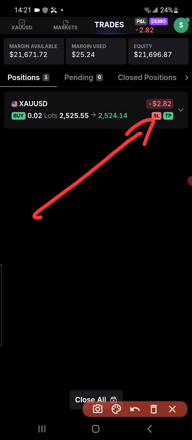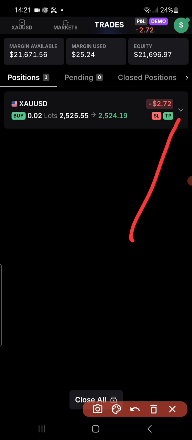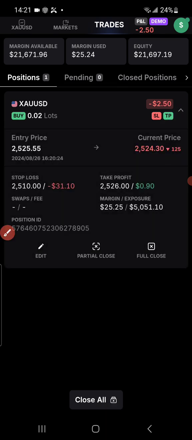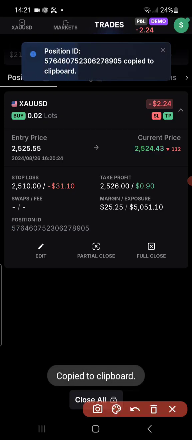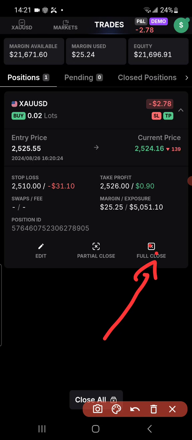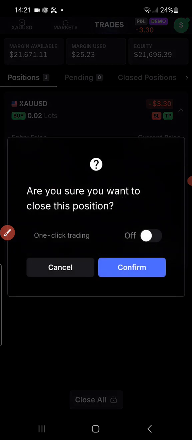Now, if it's already in profit, you could decide for yourself that you want to close the trade. How do you do that? You simply click on that arrow, and you see there's full close here. You can just click on that to close it. Once you click on that, it's going to close. If I click on full close, it will ask me to confirm, and I'll confirm and it will close it. So that's one way to close it.